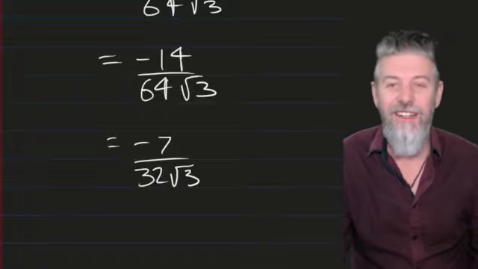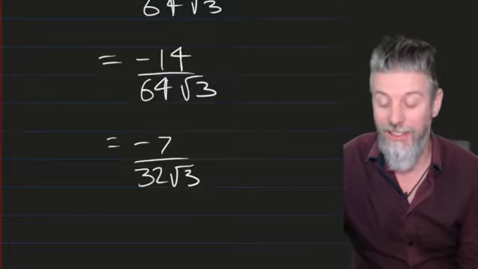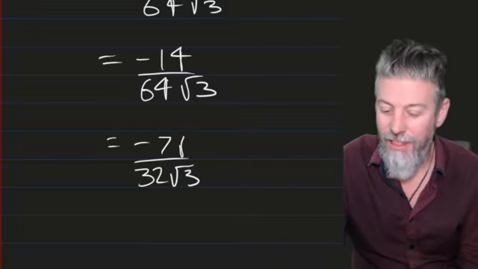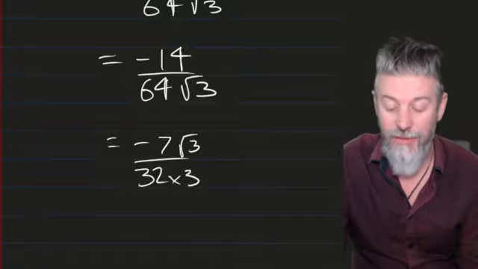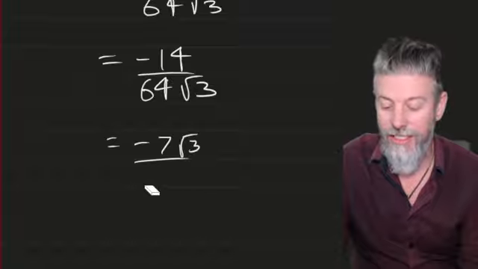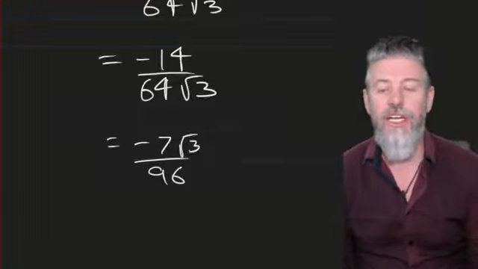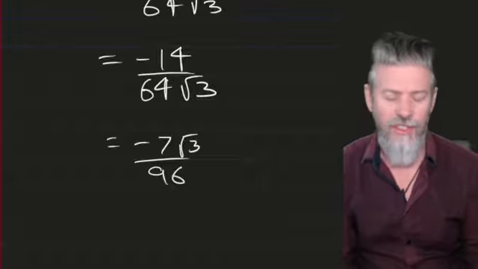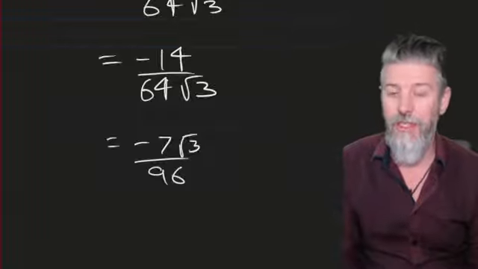Some people might not like that as being an exact value answer because they want to rationalize the denominator. I'll go ahead and do that for you. Negative 7 root 3, 32 times 3, so 96. And I'm pretty sure 96 does not have 7 as its factor. 77, 84, 91, 98, it is not a factor of 96. So negative 7 root 3 over 96.